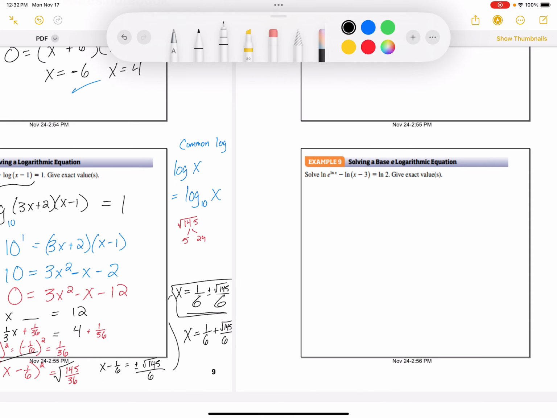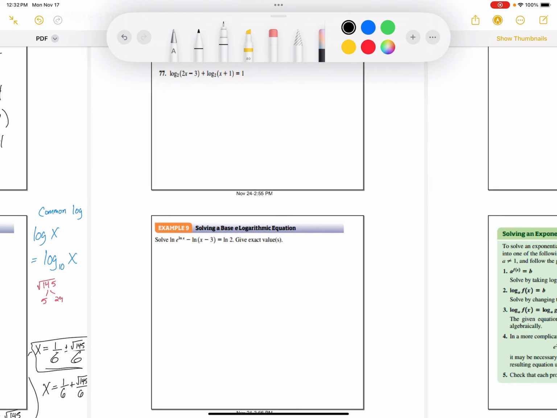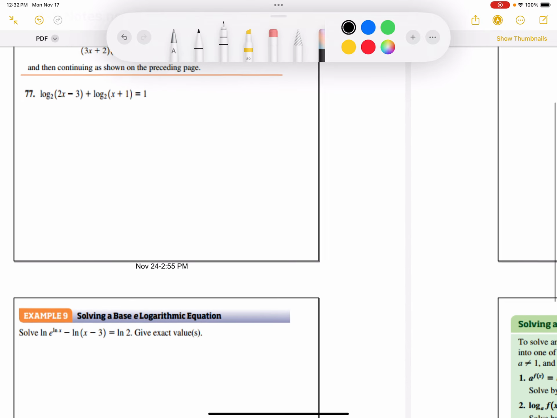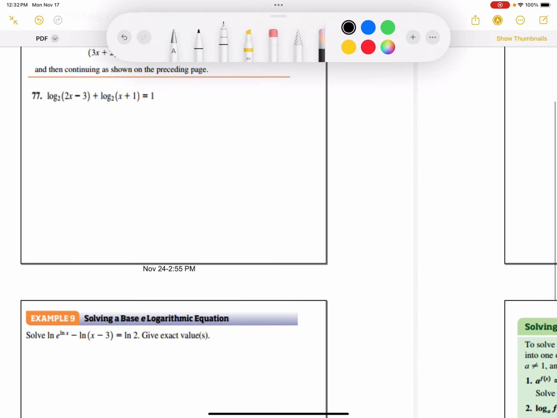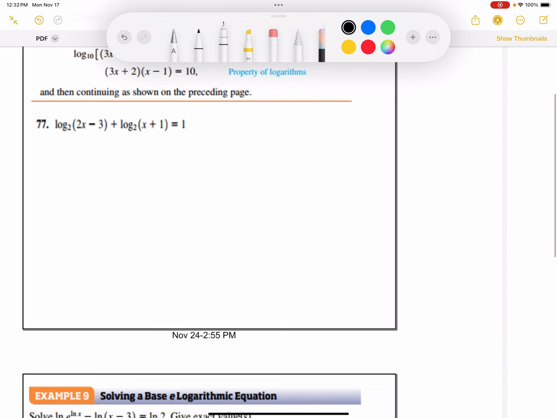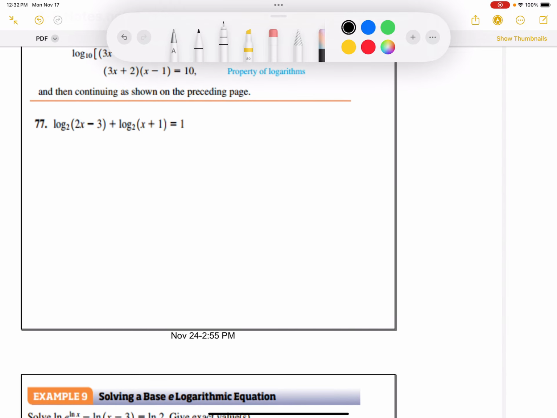That's a nasty one. We're getting there. Number 77, you should try that one on your own. I'm not going to run you through it, though. Although I could. Maybe I should. Sure, why not? Go ahead and try it on your own first.